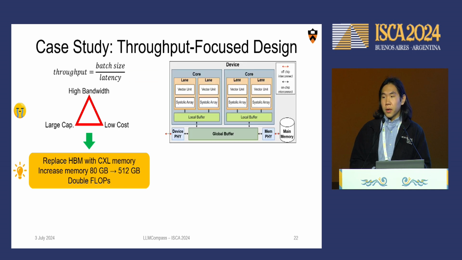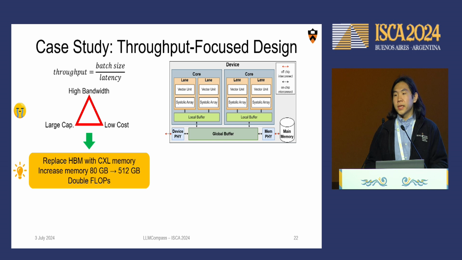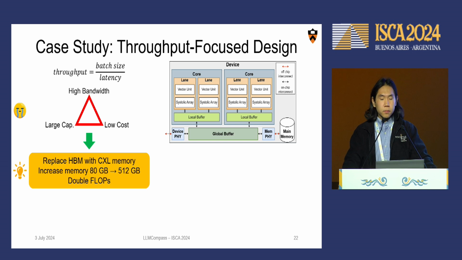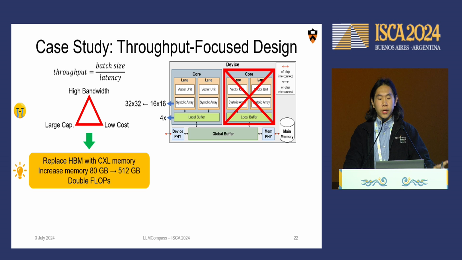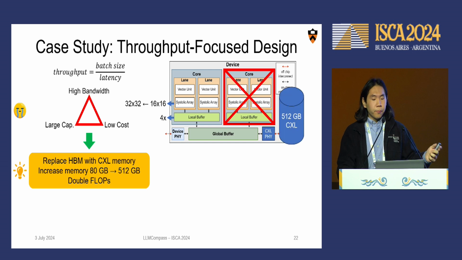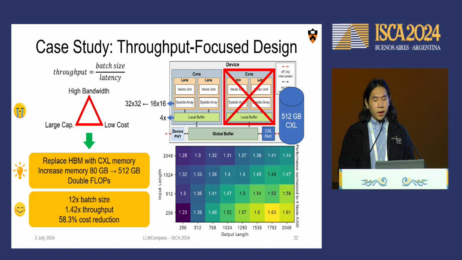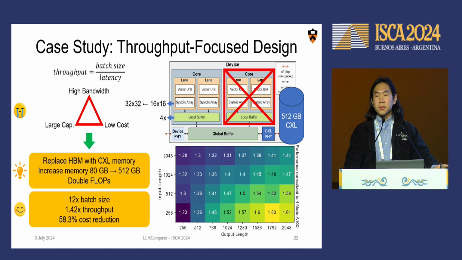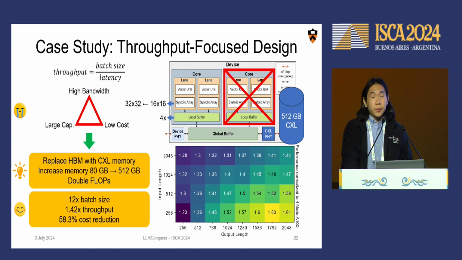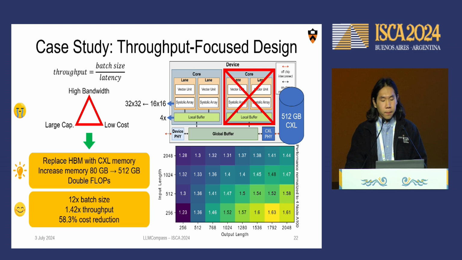To evaluate our design in LLMCompass, we started with a hardware description template based off the NVIDIA GA100. All we had to do was halve our core count and then change our microarchitecture, increasing our systolic array dimensions from 16 by 16 to 32 by 32, and then 4x our local buffer size. Then we replaced our memory technology from HBM to CXL and increased the memory capacity. Evaluating our design, we were able to increase maximum batch size by 12 times, and we were also able to have an average 1.42 times throughput improvement. And we're also able to decrease our cost by 58% by having a bit smaller die area, but also much cheaper DDR memory.